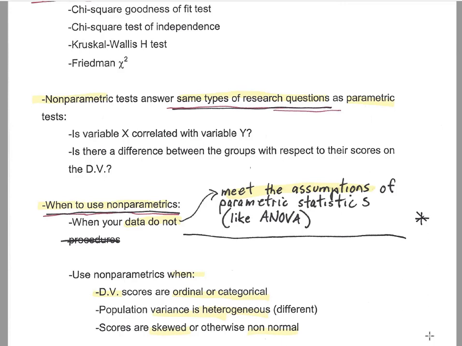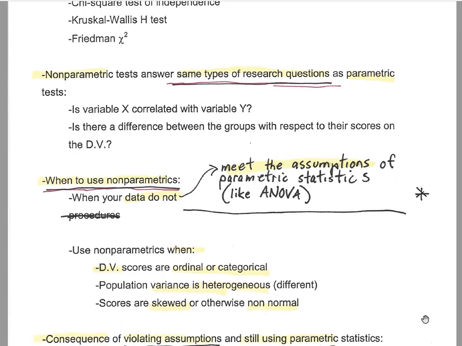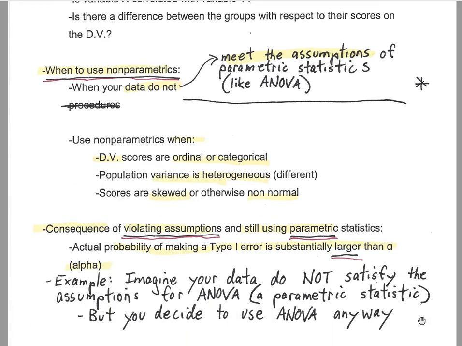Now, the advice is use a nonparametric procedure if you don't meet the assumptions of parametric procedures. What if you ignore that advice? I'm on the bottom of page 250-2. We have this bit: consequence of violating the assumptions and still using parametric statistics is your actual probability of making a type 1 error is substantially larger than alpha. Now, that should seem kind of abstract right now. Let's make it more concrete.